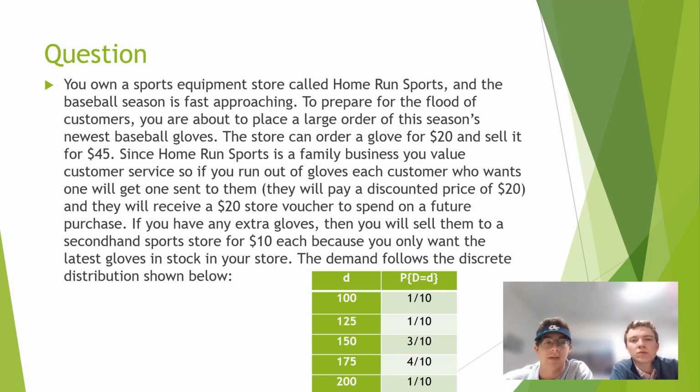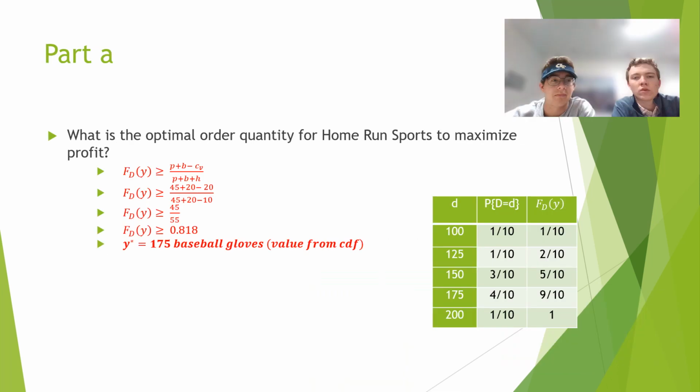And as you can see there, we have a discrete distribution for our demand. So 100 is 1/10, 125 is 1/10, 150 is 3/10, 175 is 4/10, and then 200 gloves ordered happens 1/10 of the time. So part A: what is the optimal order quantity for Home Run Sports to maximize profit?